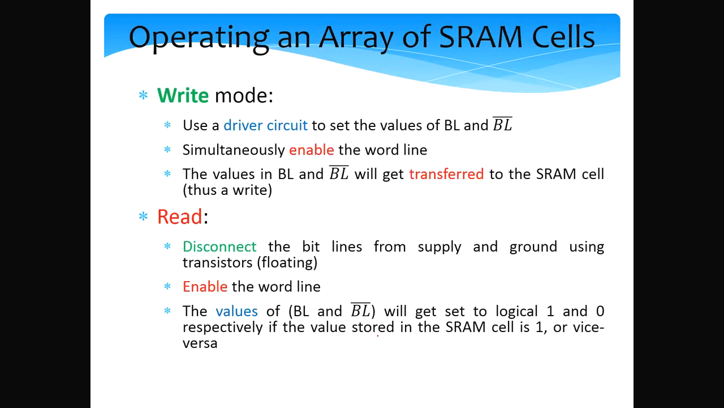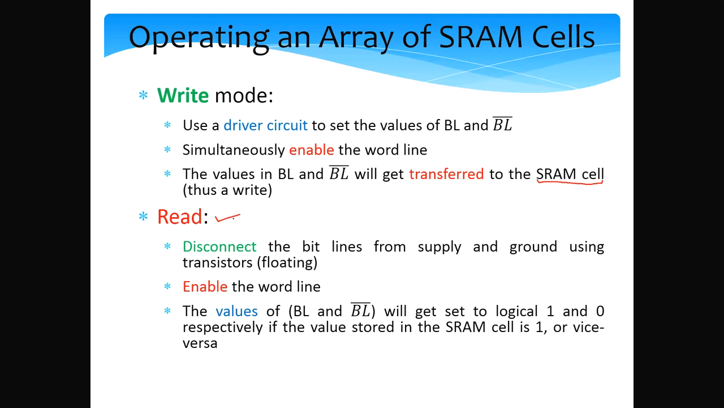So how do we operate an array of SRAM cells? An array of SRAM cells will have 2 modes, a write mode and a read mode. In the write mode, we'll use a driver circuit to set the values of the pair of bit lines BL and BL bar. Simultaneously, we need to enable the word line from the decoder. The values in BL and BL bar will get transferred to the SRAM cell, thus affecting a write.